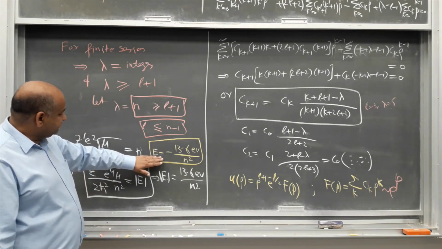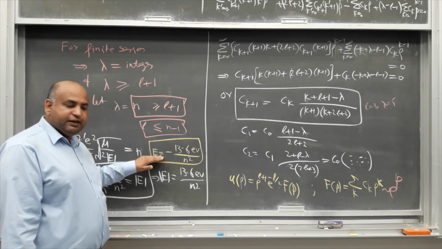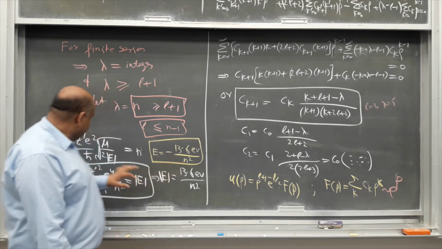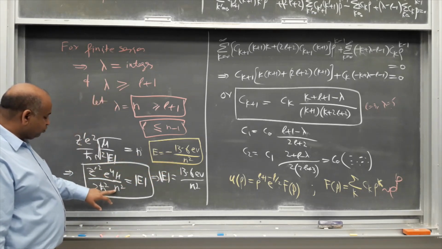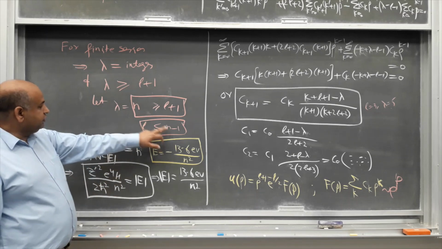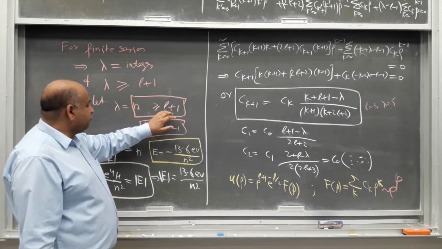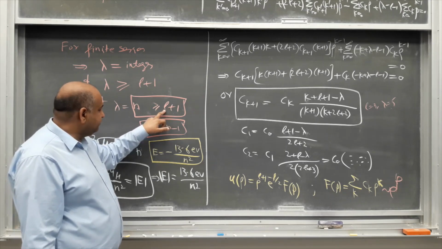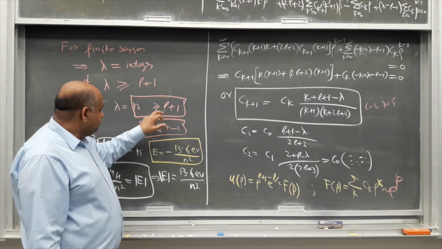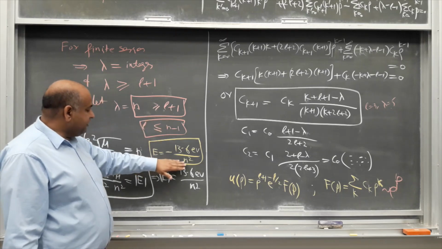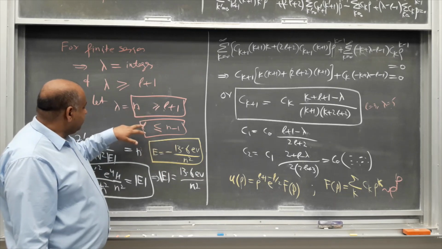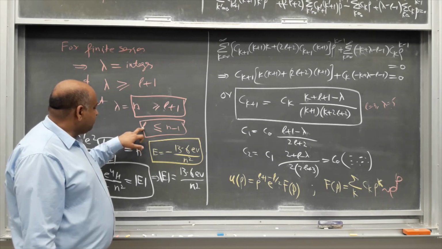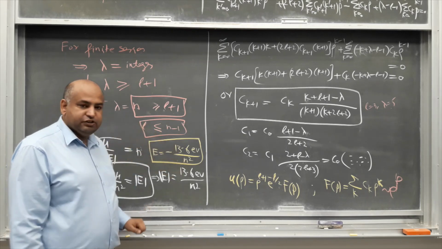So we now have a description of our energy eigenstates, and that is that energy is equal to whatever this function over n squared, and this n is an integer which is always greater than or equal to L plus 1, where this L is an index that represents the orbital angular momentum. So this energy is only dependent on n, though n has a relation with L, that L is always going to be smaller than n, and both n and L are integers.